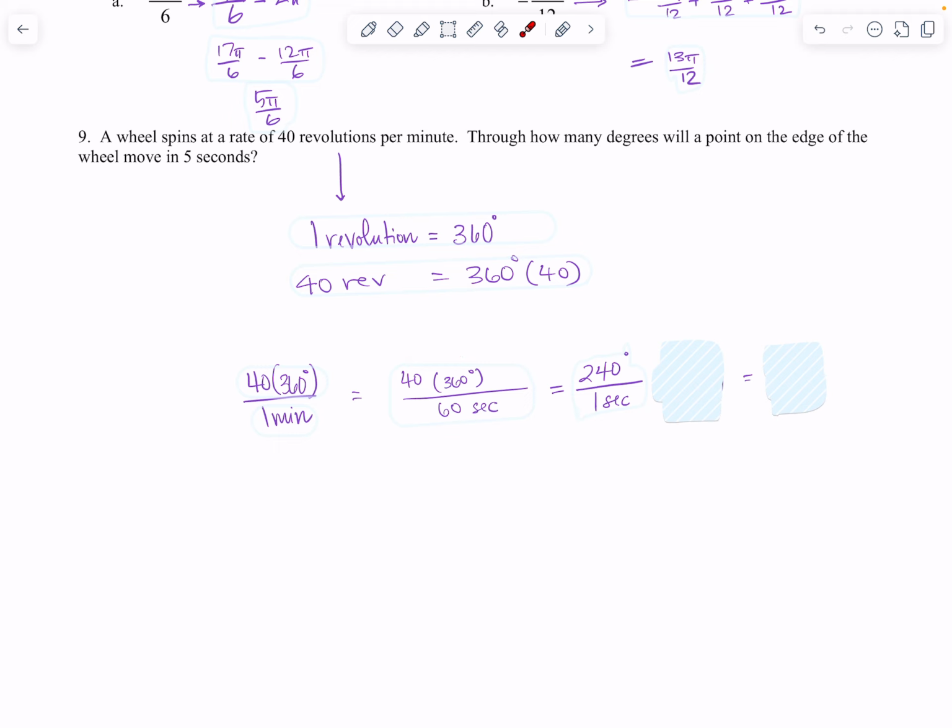So what this meant then, as I'm reducing and using my units, I have 240 degrees for every single second. But again, I don't want 1 second, I want 5 seconds. So then what I did was I multiplied by a 5 on top and on bottom. It's legal because it's equal to the number 1. And then that tells me that I have 1200 degrees every 5 seconds. So through how many degrees does this point travel? It will travel through 1200 degrees every 5 seconds.